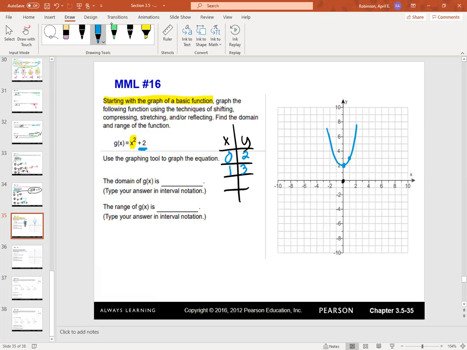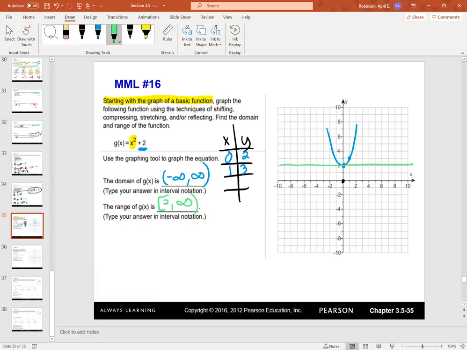The domain, and type it in interval notation, it's a parabola, so negative infinity to positive infinity. But my range, my lowest point at this point is that +2. So it's +2 to infinity.